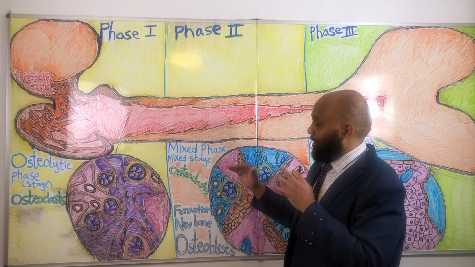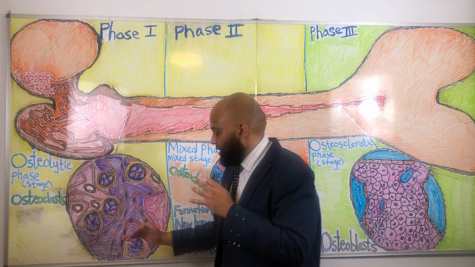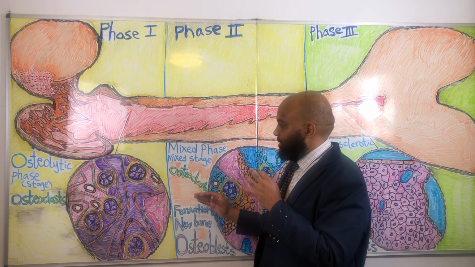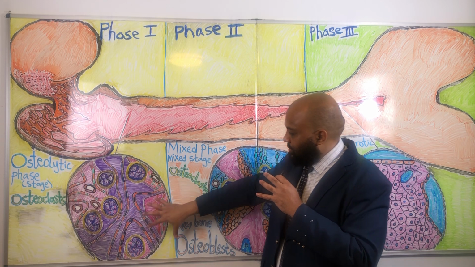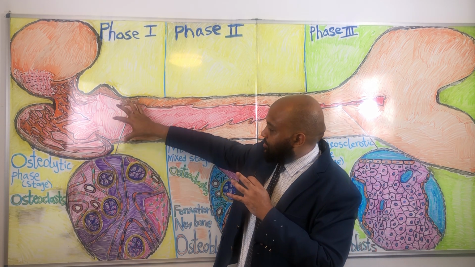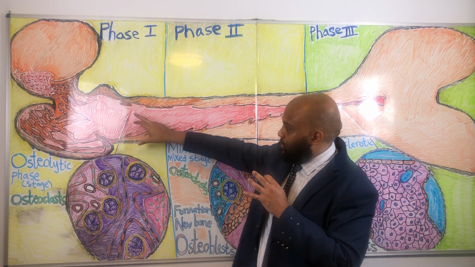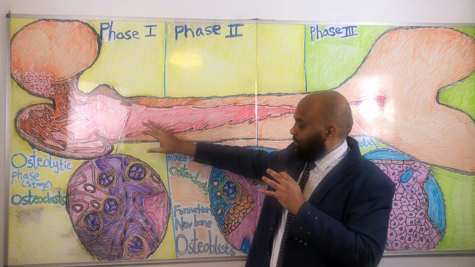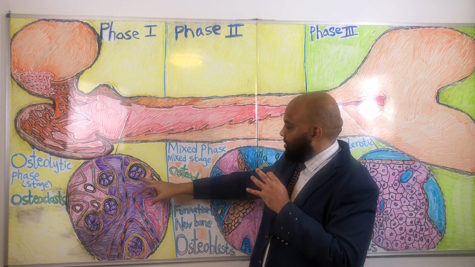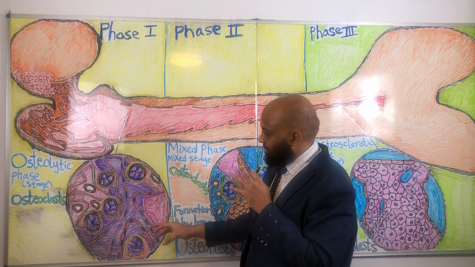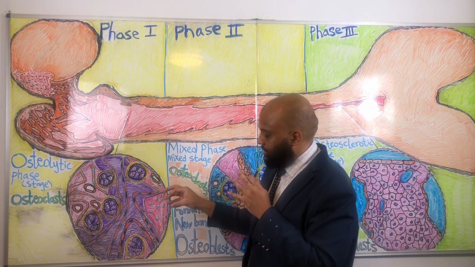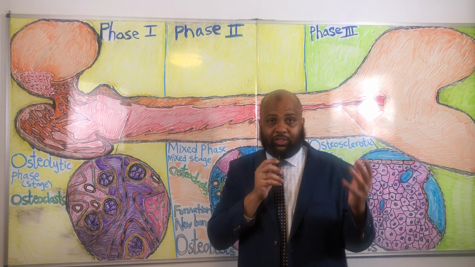We begin with phase one, which is always the osteolytic phase. This microscopic image describes what's happening in phase one, and what we see are these circular cells, the osteoclasts. The osteoclasts are now beginning to degrade the bone, and that leads to inflammation.